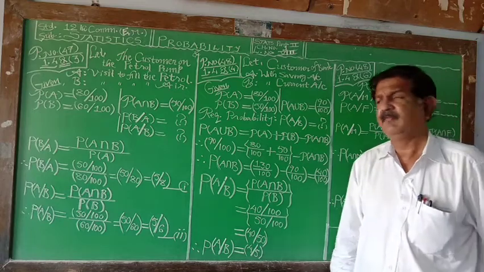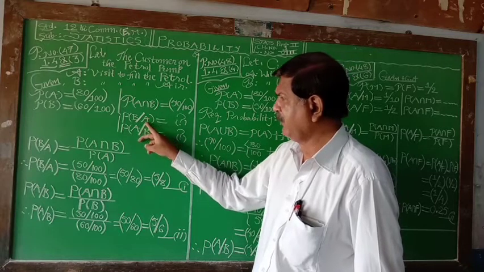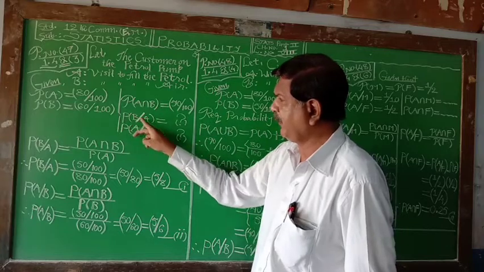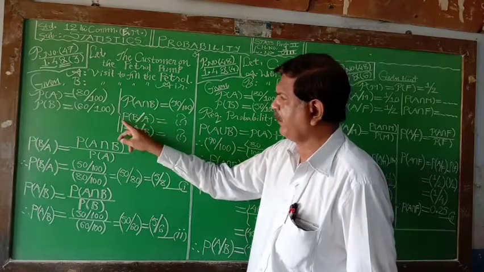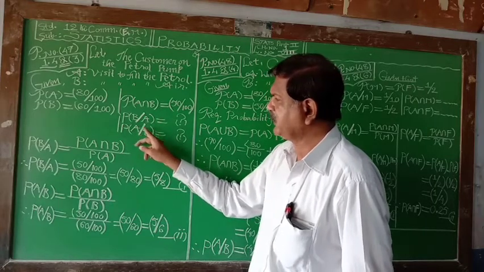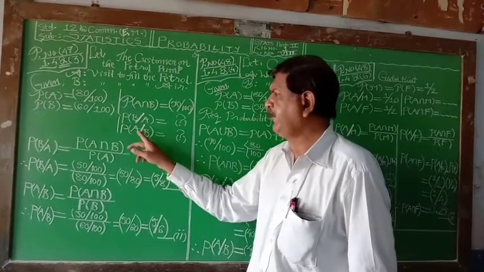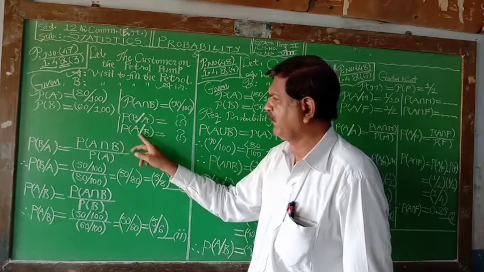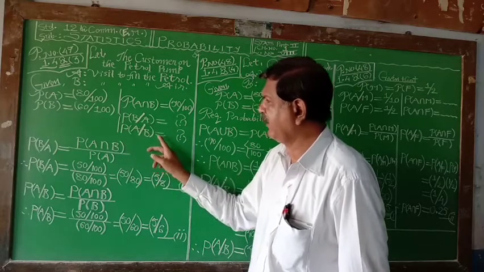Number 1: if the customer comes to fill petrol, meaning it is known that A has occurred, then what is the probability that he fills air in his vehicle? That means probability of B given A is required. Next, if he comes to fill air in his vehicle, then what is the probability that he comes to fill petrol? That means probability of A given B. This is read as probability of B given A, and this is probability of A given B.